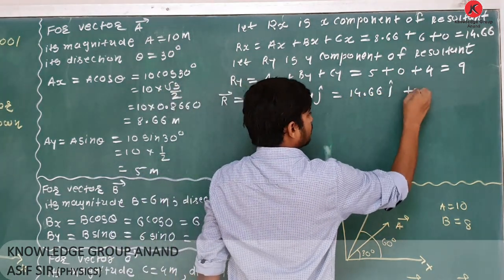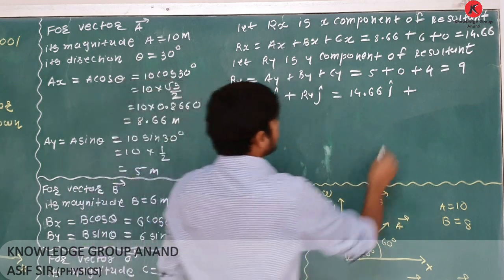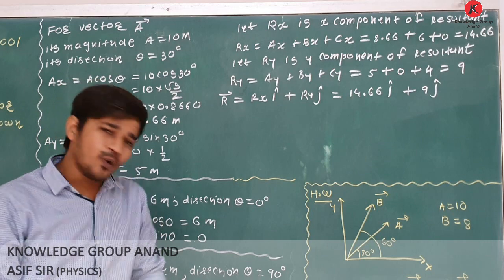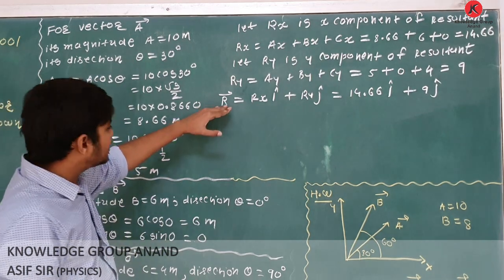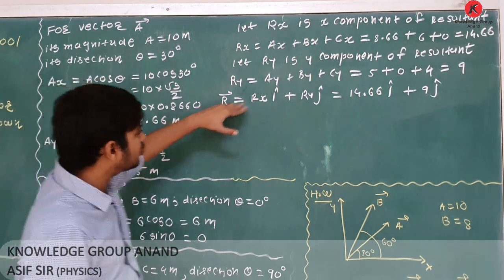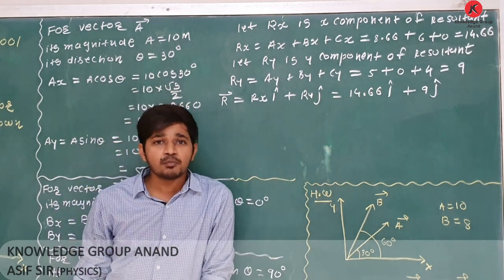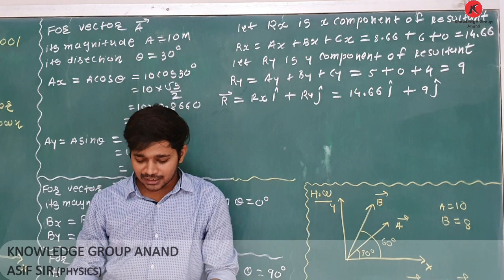14.66 i caret plus, what is the value of Ry? It is 9 j caret. Clear? Now once you write any vector in this form, R is equal to 14.66 i caret plus 9 j caret, in terms of components, you can easily find its magnitude and direction.